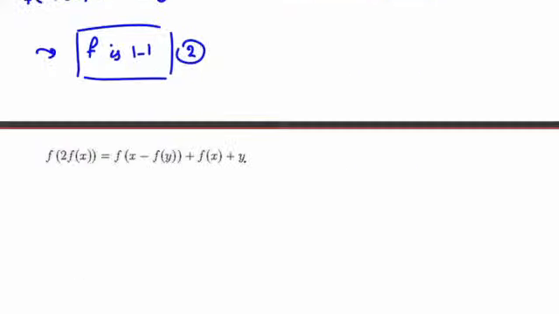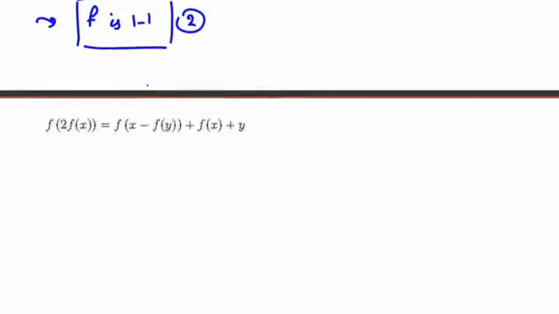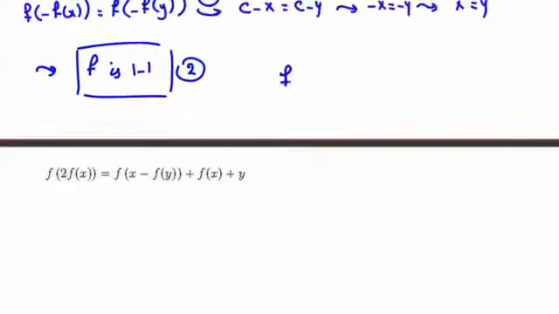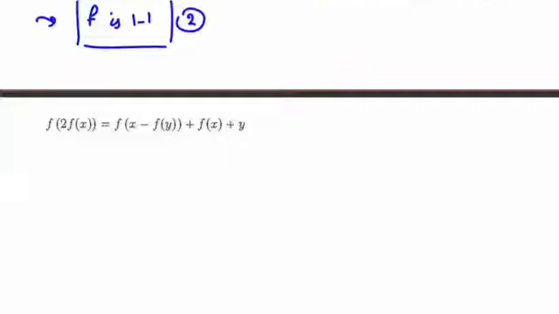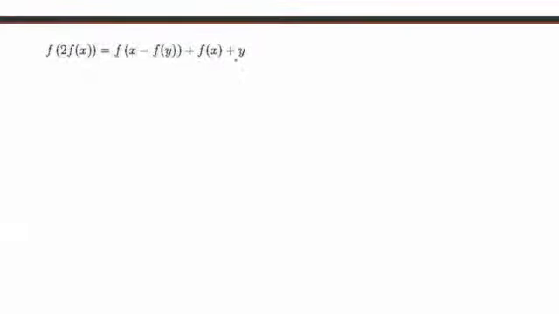Now here, because f is 1 to 1, if f of something equals f of something, then the things inside are equal because f is 1 to 1. Okay, it is the importance of 1 to 1. And here, if I say y equals negative f of x, I can cancel this, then I have f of two things, and I can use f is 1 to 1.